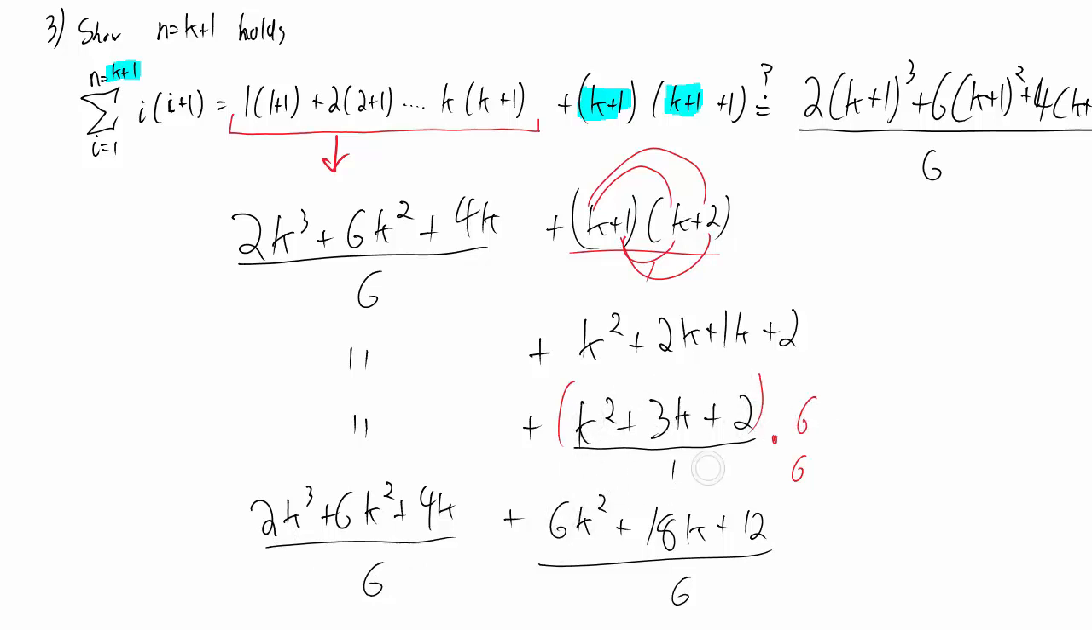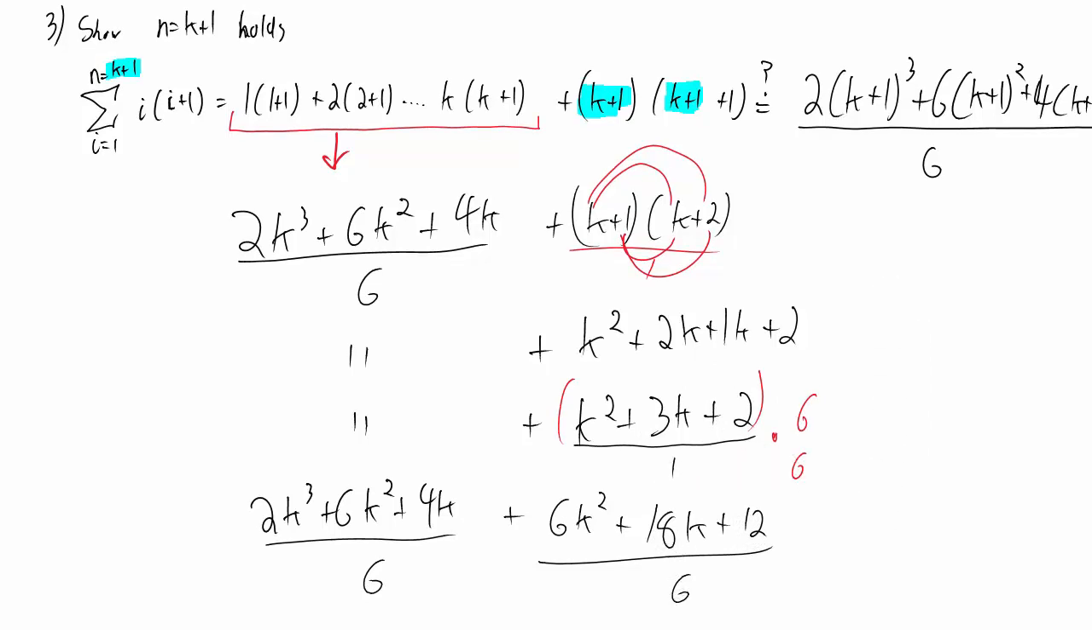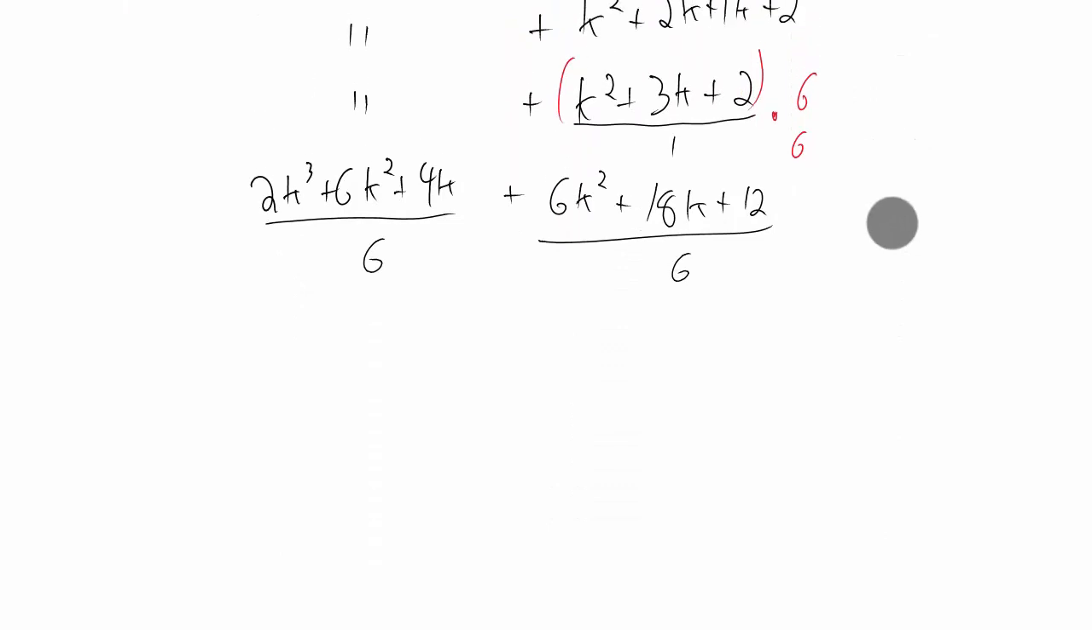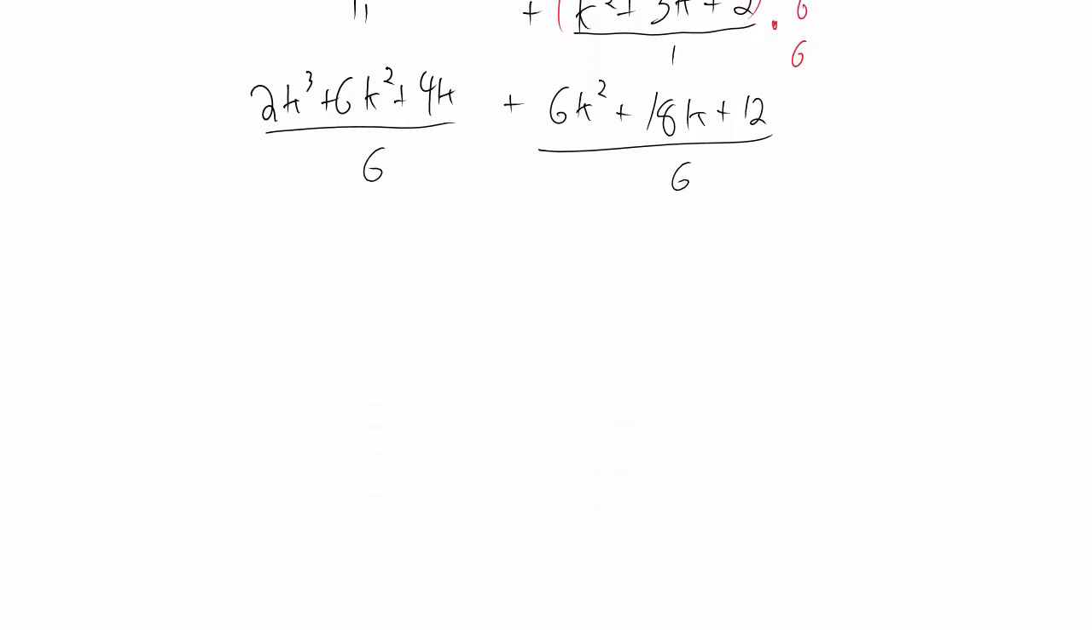So that's what we got: 6k squared, 18k, 6 times 2 is 12, and then the 6 times the 1 is a 6. So now they have a common denominator. So that's convenient because now I can add them together. So there's only one 2k cubed term, so I'm just going to write that.